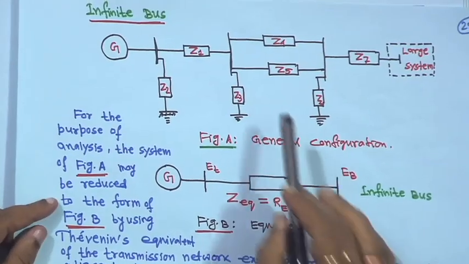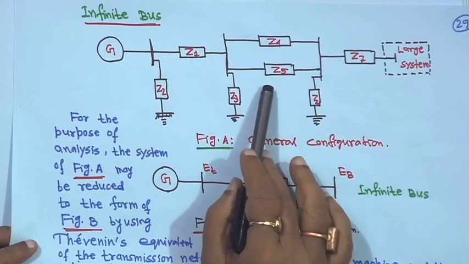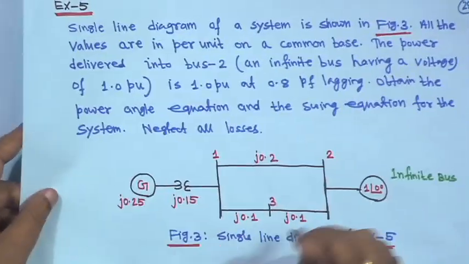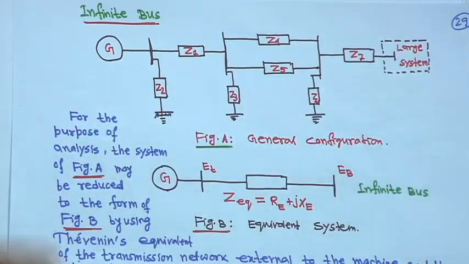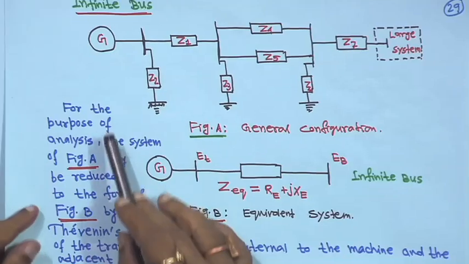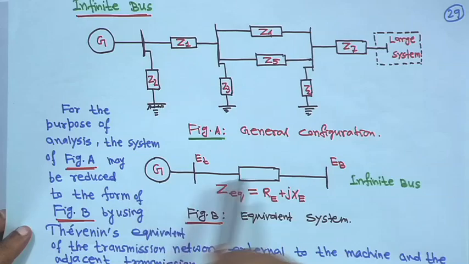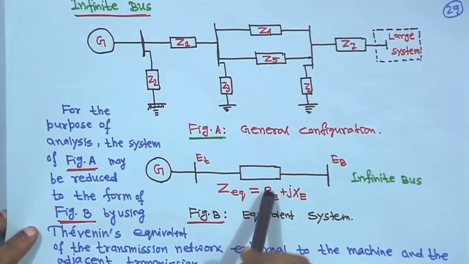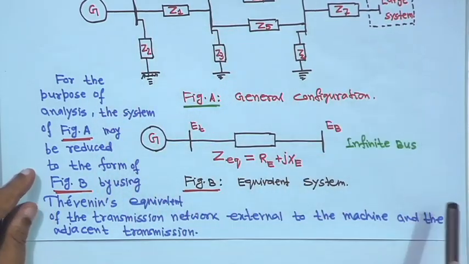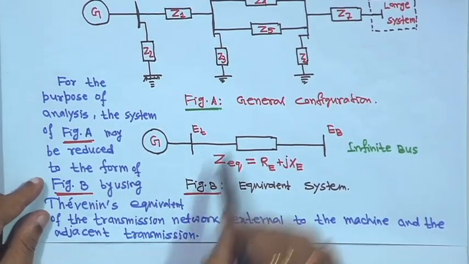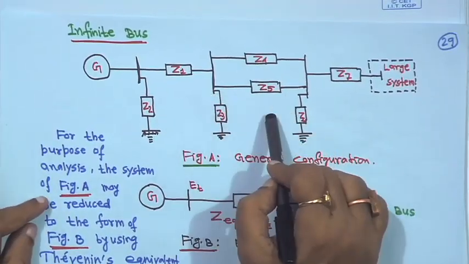Now, for the purpose of analysis, the system of figure A may be reduced to the form of figure B. There is no link between this problem and this diagram; I have taken it for the purpose of explanation. This is the form of figure B. This equivalent has been made by using the Thevenin equivalent of the transmission network external to the machine and the adjacent transmission line.